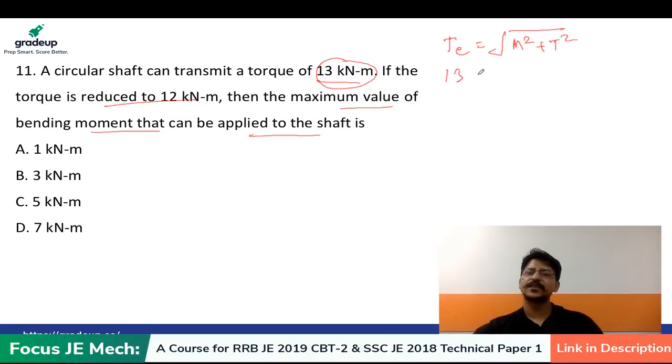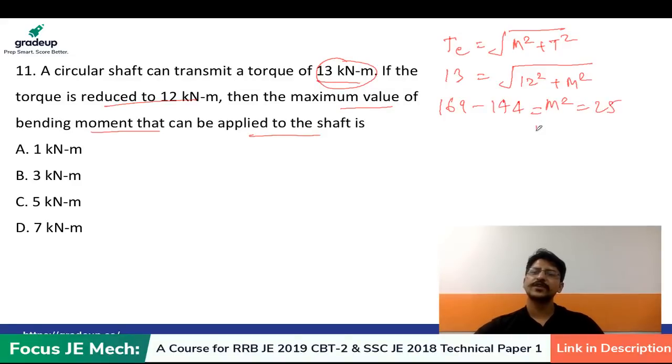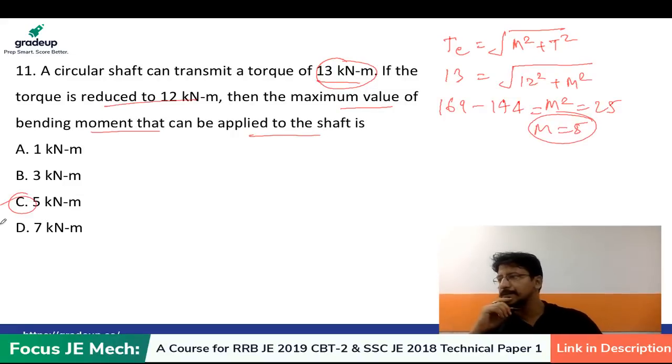This is given to you as 13. This T has been given to you as 12. So this will be 12 square plus M square. Simply squaring this side, you will get 169 minus 144 is equal to M square. You will get this value as 25, and you can say that M will be equal to 5. That is, C is your answer.